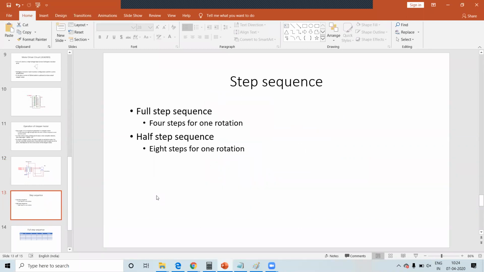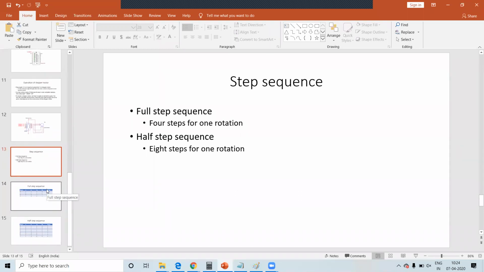Now, generally the stepper motor works in 2 step sequences. One is the full step sequence and the other one is the half step sequence. In the full step sequence, there are 4 steps for one rotation, so one step requires 90 degree rotation. In the half step sequence, there are 8 steps, so it has 45 degree rotation. The corresponding values are like this.